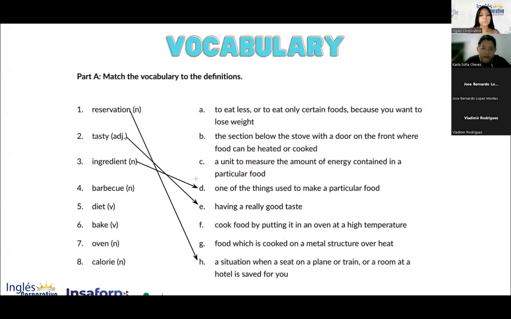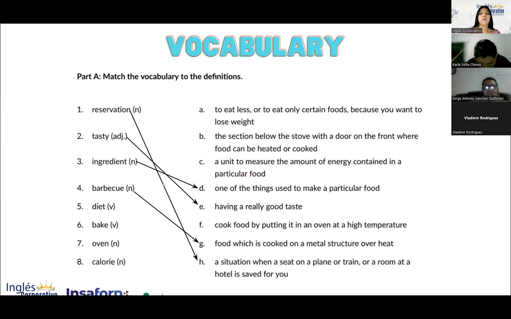Letter G. Okay. And what is letter G, Carla? Food which is cooked on a metal structure over heat. Okay, repeat after me and say cooked. Cooked. Perfect, like that. So food which is cooked on a metal structure over heat. Very good. What about number five? Diet. What is the definition of diet?